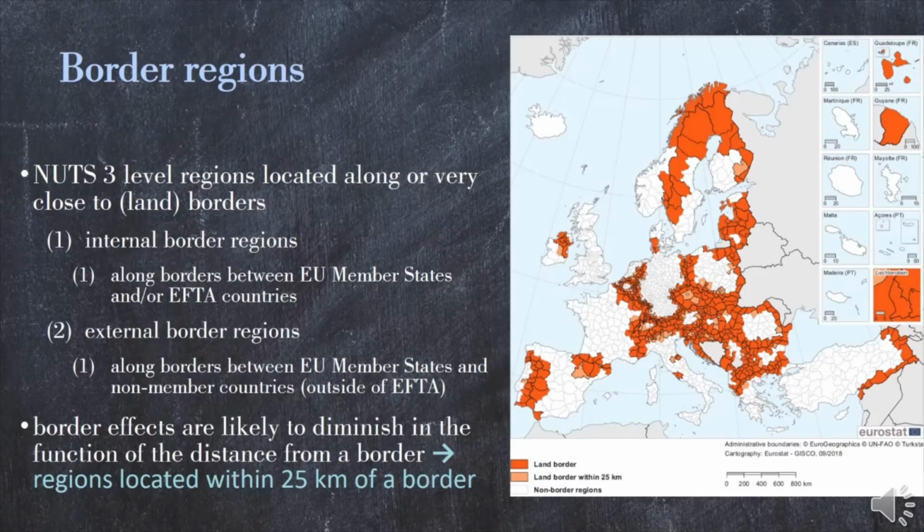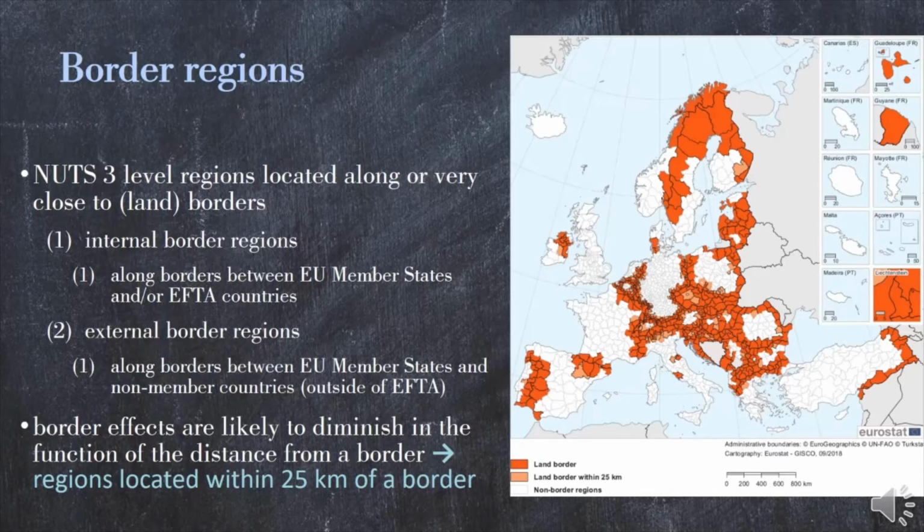Let us shift now to the question of border regions. In the European Union, most border regions are defined as regions which have part of their territory demarcated by an international border. However, due to the use of the administrative structure for analytical as well as redistributional purposes, the definition also includes the criterion of being NUTS 3-level, and thus border regions are more precisely defined as NUTS 3-level regions located along or very close to land borders.